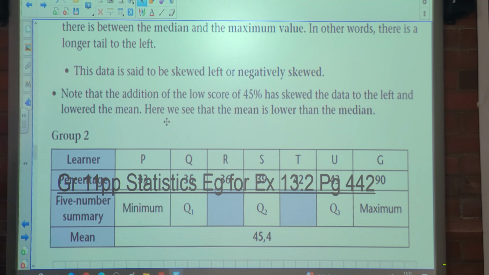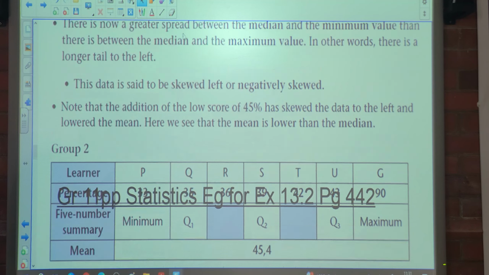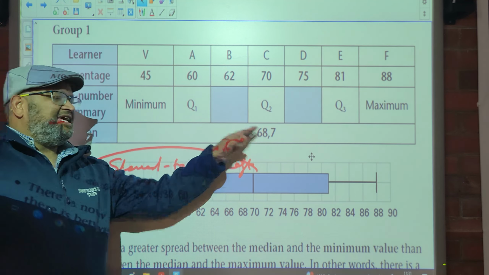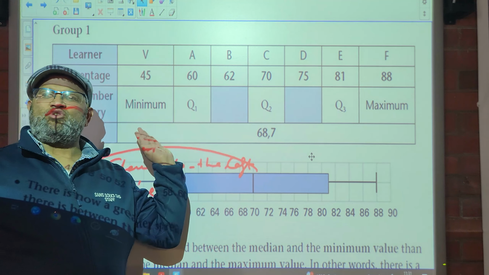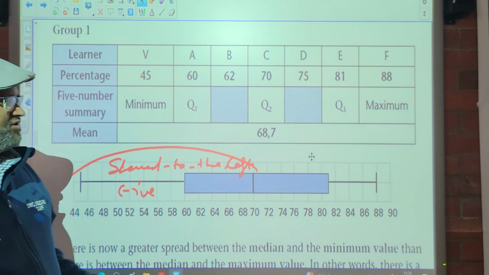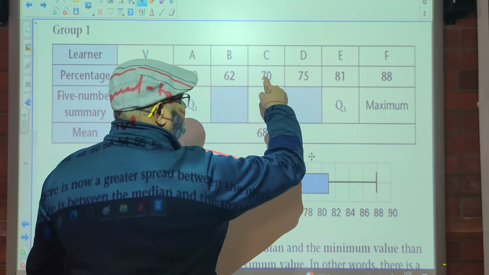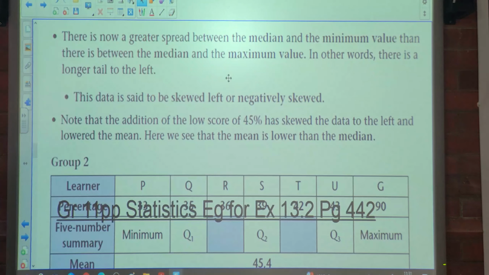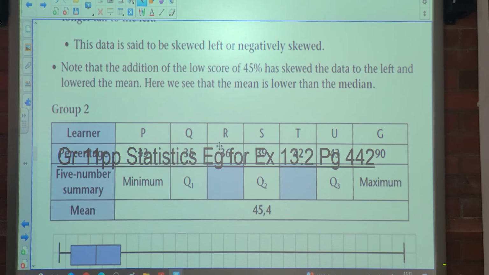Here we see that the mean is lower than the median. As you can see here, that's your mean, 68.7, considering this 45 here. And you can see it's also the median. The mean is less than the median, so it's said to be skewed to the left. Can you see that, people? Later on you're going to see that the mean is greater than the median, then it will be skewed to the right. But we normally pick it up from the box and whisker diagram.